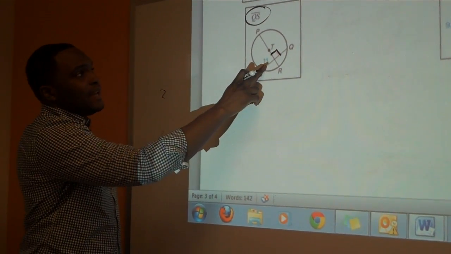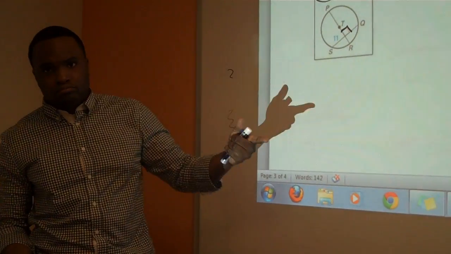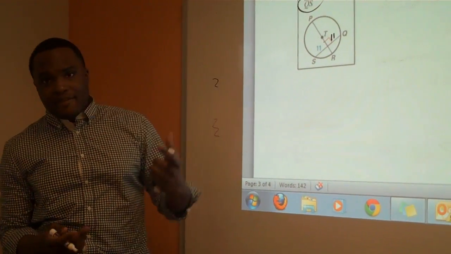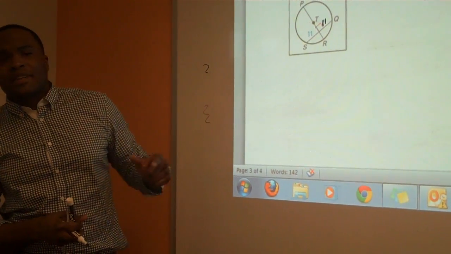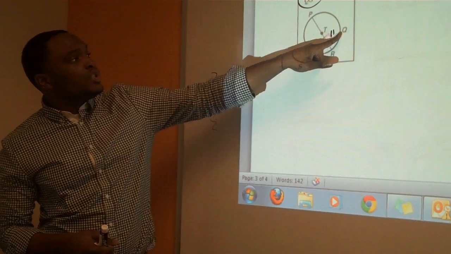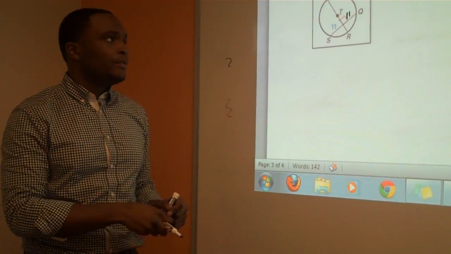So if this side is 11, what is this side going to be of my chord? It's going to be 11. So now both halves of my chord are 11. The question asks me to find QS. That means the chord, the length from Q to S. Total, that's going to be 22.